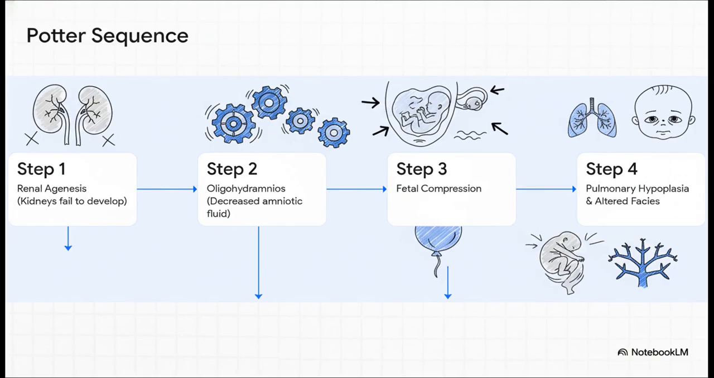Now let's talk about a sequence. A sequence is a domino effect. One single problem starts a chain reaction that causes a whole bunch of other problems. The classic example you must know is the Potter sequence. See, it all starts with one big problem, renal agenesis, which means the kidneys do not develop. Now, most of the amniotic fluid is actually fetal urine, so no kidneys means no urine, which means very little amniotic fluid. This is oligohydramnios. Without that fluid cushion, the fetus gets compressed, which leads to underdeveloped lungs and a typical flat face. See? One error triggers a whole cascade.